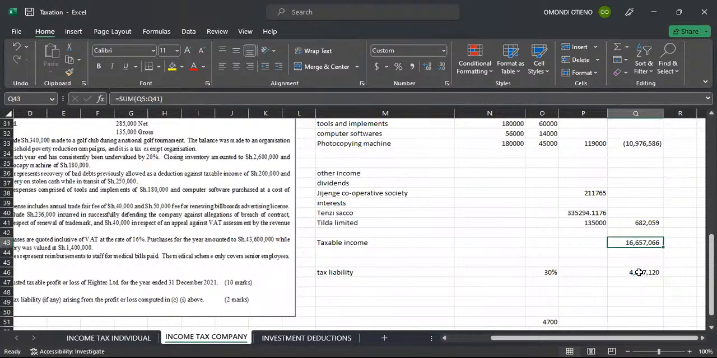And if you go ahead to calculate tax liability, I believe we are all getting 49,97,120. Is that the case? Are we all getting 49,97,120?